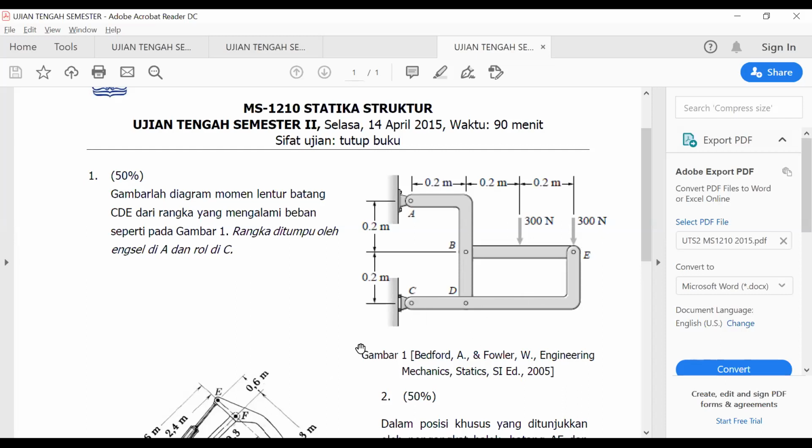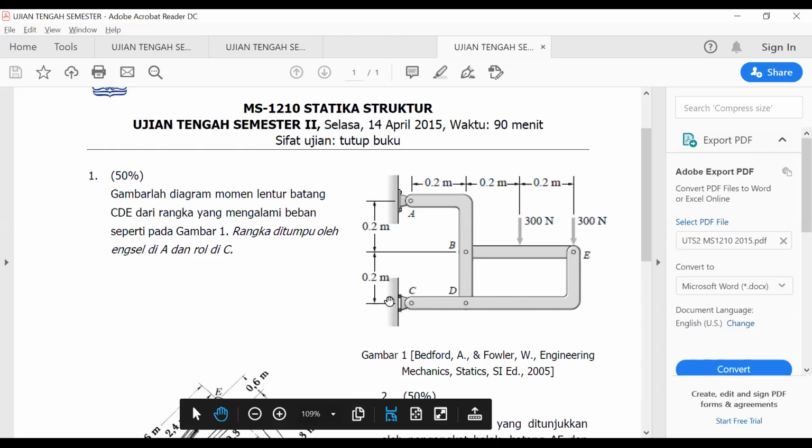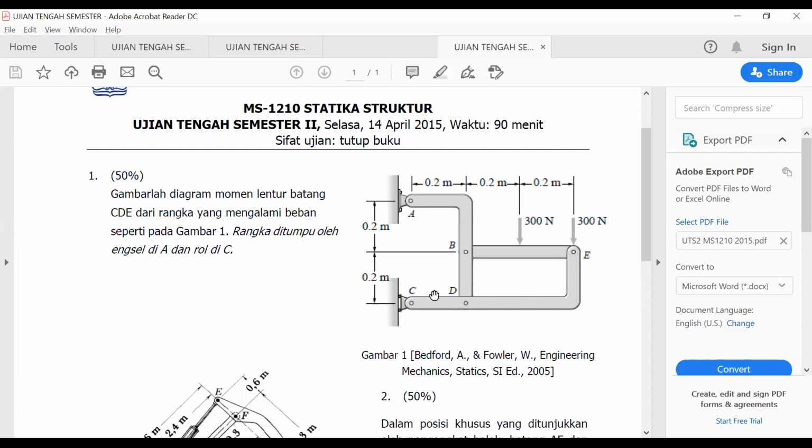Remember, at C here there is a roller, and at A here there is a pin. So basically, the first thing you're supposed to find is CX here, DX, DY here, and EX, EY here. If you already found those values, you will be able to draw the internal force and internal moment diagram.